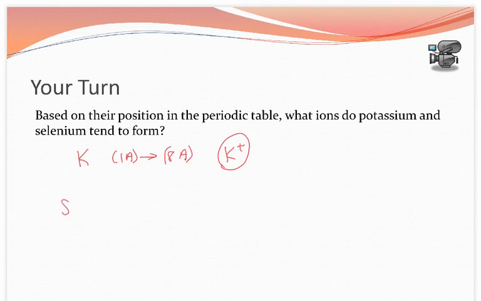For selenium, Se, we are in group 6A. We need to get to 8 valence electrons. Now, is it easier to gain 2 more electrons or lose 6 electrons? Of course, it'd be much easier to gain 2 electrons. So since we gained 2 electrons, we gained 2 negative charges and became more negative. So it's going to be -2.